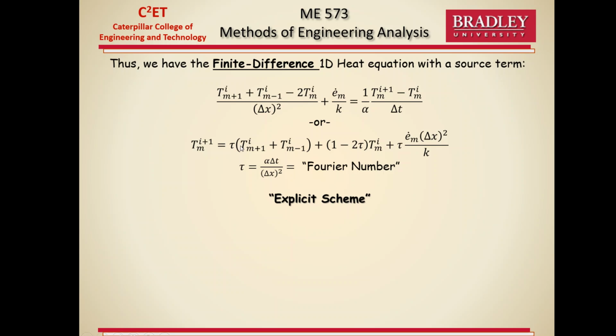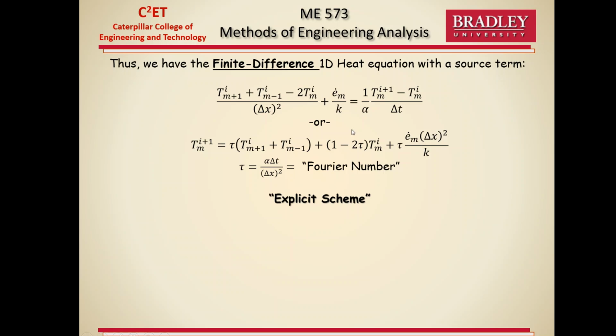Right? There's a combination of the temperature at the earlier time at the node to the right, M plus 1, plus the temperature at the node to the left at the earlier time. Then another term here involving that tau at node M at the earlier time, plus this constant term, actually. And this tau is a number. It's called the Fourier number, and that plays a special role, which I'll mention in a moment.